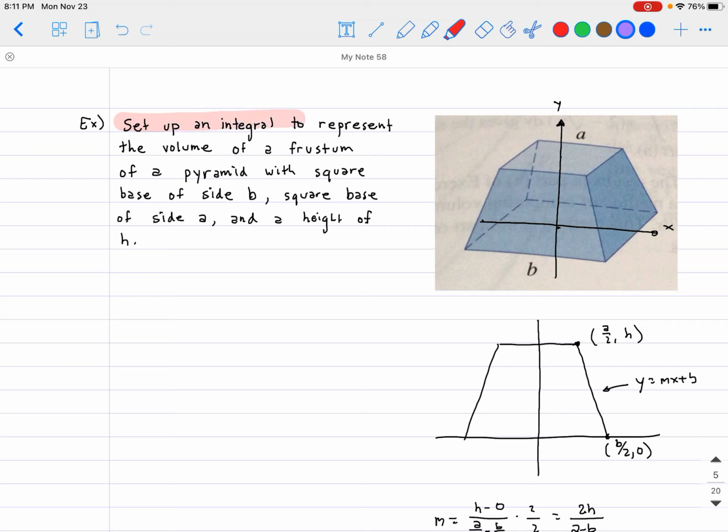Here, what I want to do is set up an integral to represent the volume of the frustum, not frustrum, of a pyramid with a square base of side B and also a square top of side A, and the height is going to be h. So there it is right there on the right-hand side, so you can see the picture of it.